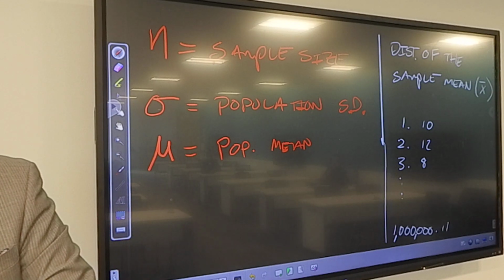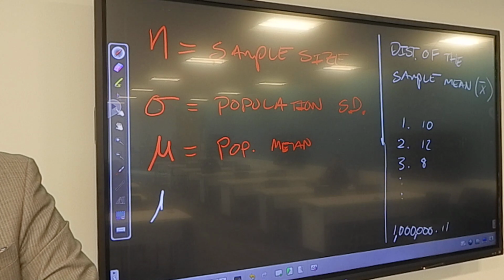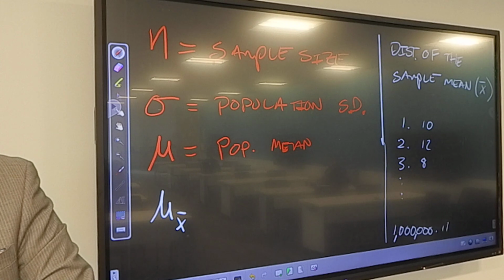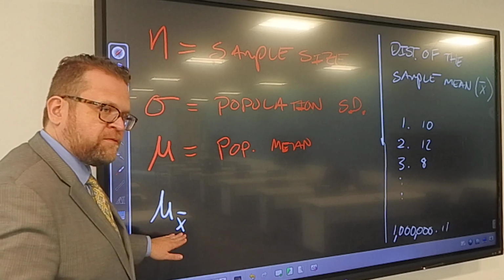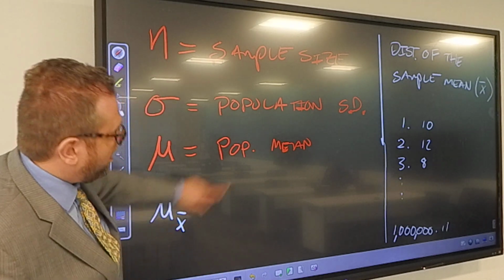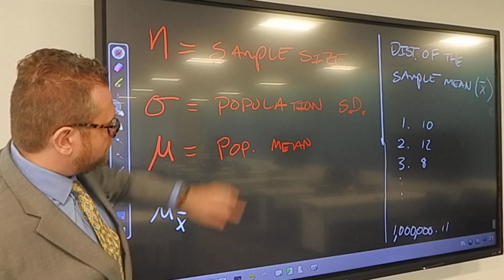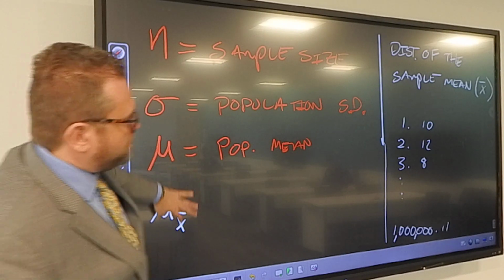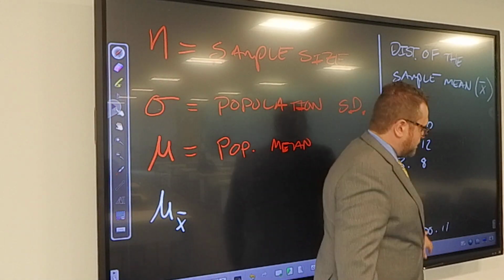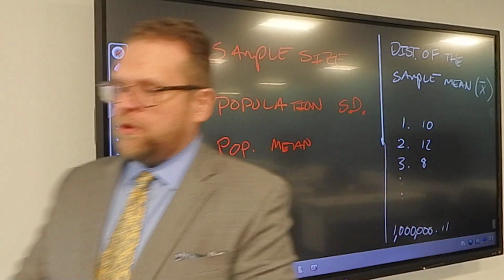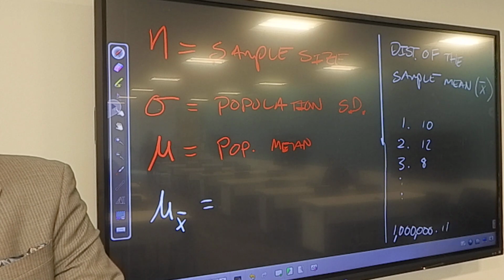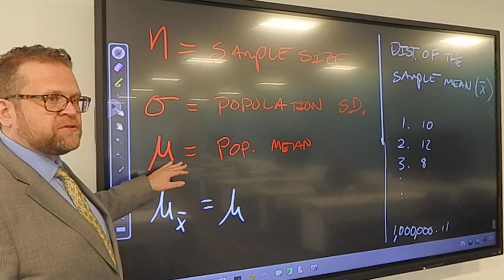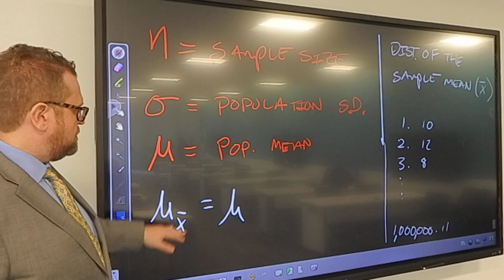And it will have the property that the mean of the sample means, this little subscript is talking about that distribution, the distribution of the sample means, the average of these numbers in this list will come out to be exactly the same as the mean of my original population. They're identical.